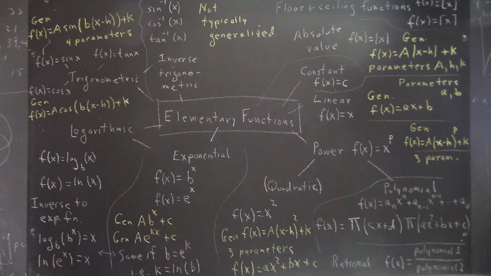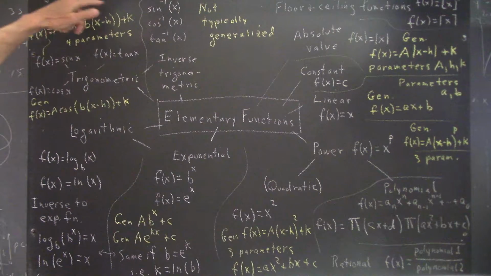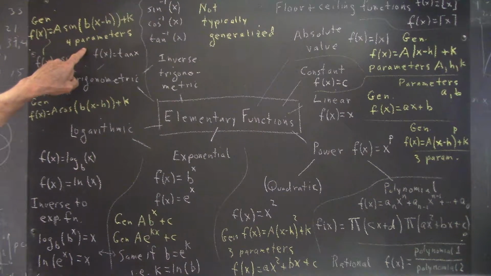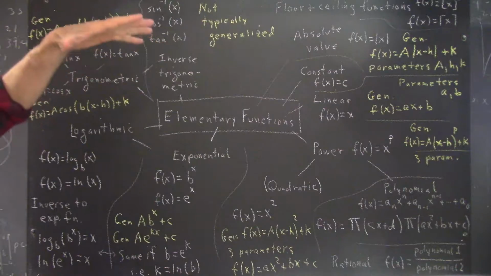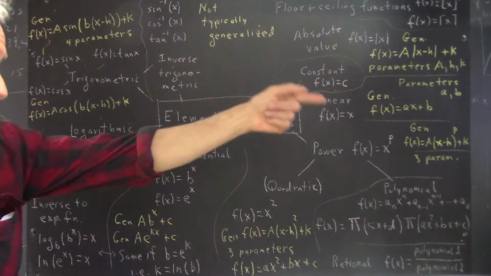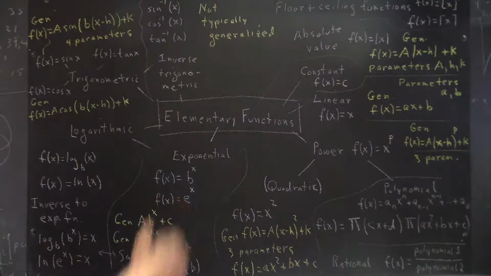Okay, for the trigonometric functions, let's just take the sine function, because that's one I've written out most clearly. The generalized function is f of x equals a times the sine of the quantity b times the quantity x minus h, plus k. This is a four-parameter function. A widens or narrows the sine function. Of course, you should probably understand a sine function has this wavy appearance.